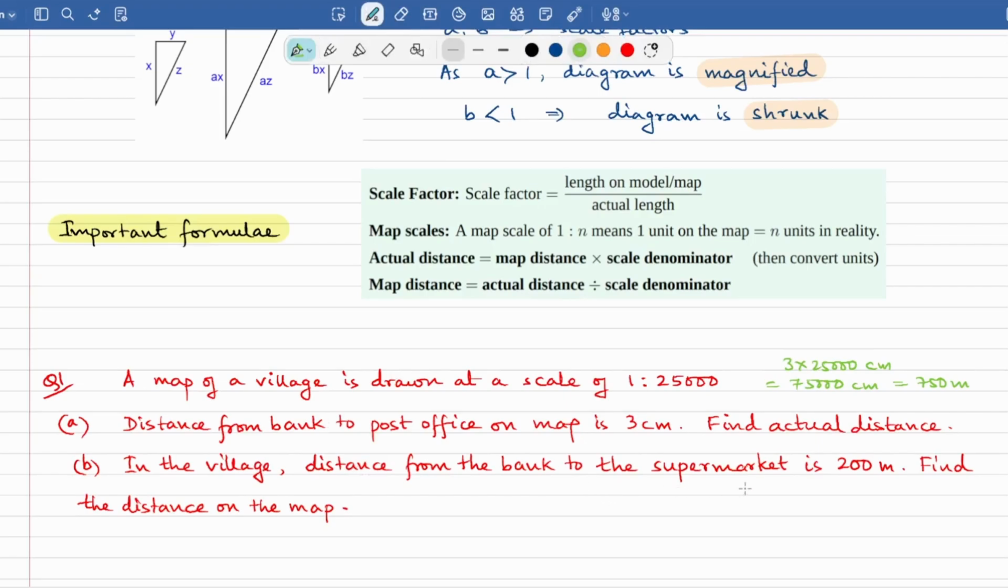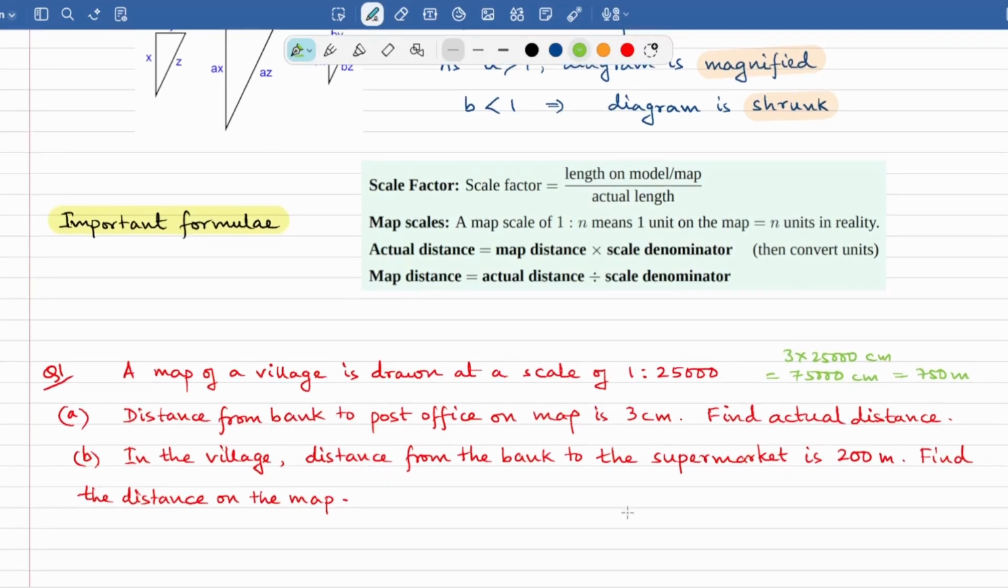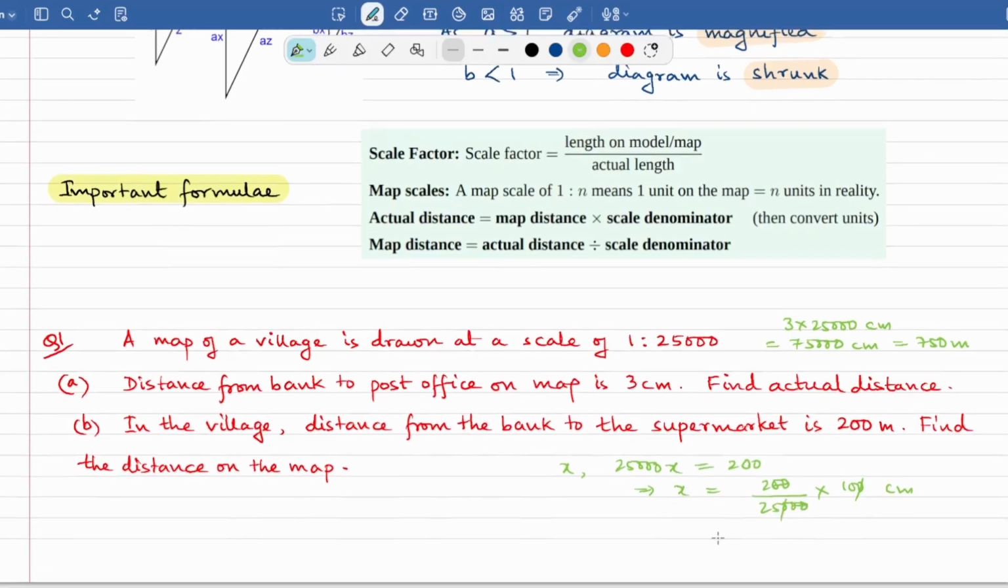In the village, distance from the bank to the supermarket is 200 meter. Find the distance on the map. Okay, so let the distance on the map be x. If the distance on the map is x, then the distance in real life is 25,000x. Now 25,000x is given to be 200. So x should be equal to 200 by 25,000. This is in meters, right? So I can just multiply it by 100 to get centimeters. That will help me in cancelling. I can cancel these zeros here. I can cancel 1 zero here. So this is 20 by 25 centimeter, right? 20 by 25 centimeter. So this turns out to be 0.8 centimeter or 8 millimeter. You could use whichever unit you prefer. These are quite easy. So make sure that you do not miss any of these problems if they're in the actual exam.